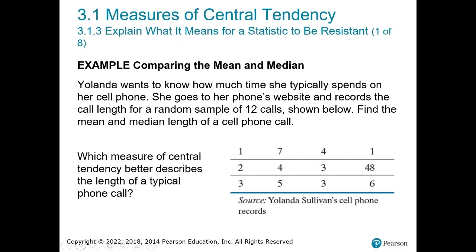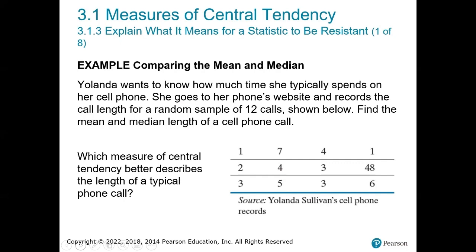Okay, so Yolanda wants to know how much time she typically spends on her cell phone. She goes to her phone's website and records the call length for a random sample of 12 calls. Shown below in this table, we want to find the mean and the median length of phone call. And then which measure of central tendency better describes the length of a phone call?